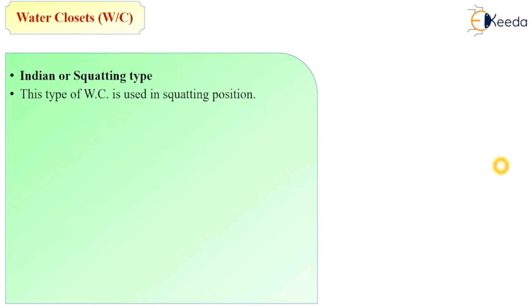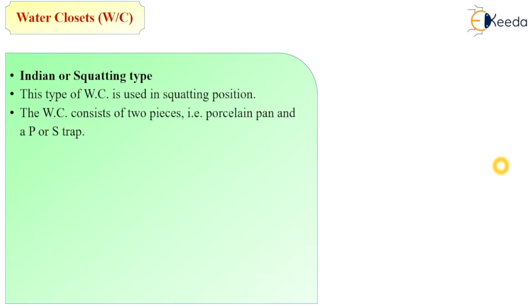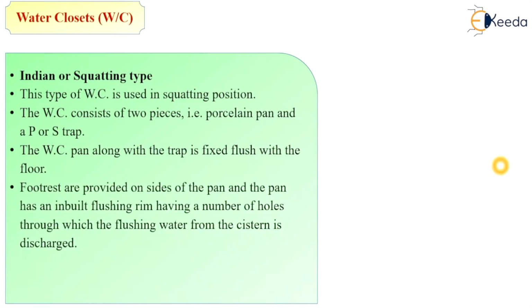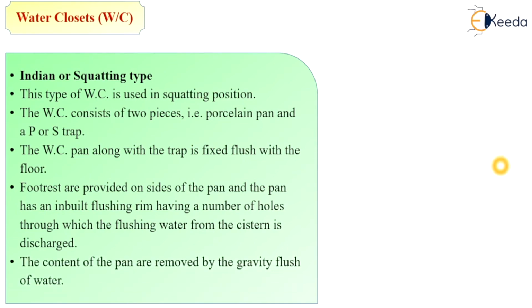The Indian, or we can call it the squatting type. So all of you know the Indian type WC. This type of WC is used in squatting position. The WC consists of two pieces, that is a porcelain pan and a P or S-shaped trap. The WC pan along with the trap is fixed flush with the floor. Footrests are provided on the side of the pan, and the pan has an inbuilt flushing rim having a number of holes through which the flushing water from the system is discharged. The contents of the pan are removed by the gravity flush of water.